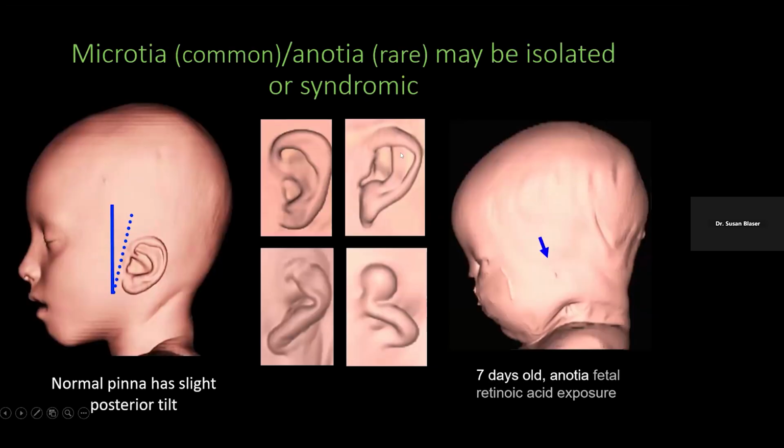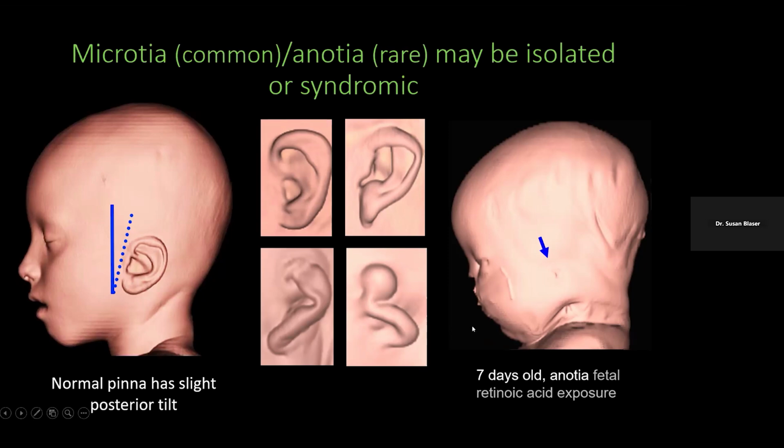So microtia is fairly common and anotia is very rare. They may be isolated or syndromic. So let's take a look at where your pinna should be. Here you can see, on this postnatal structure obviously, a slight normal posterior tilt of that pinna. Here are various types of microtia, and there are so many different grading systems. Just use the one your surgeons use.